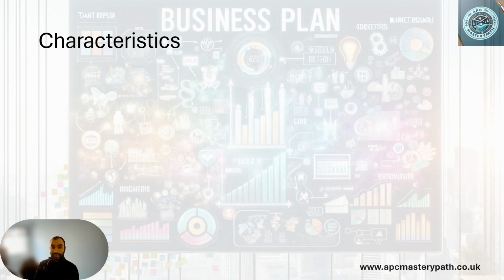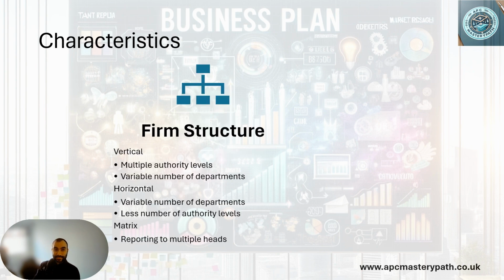In this section, we're going to be discussing some factors and characteristics that dictate how a business plan is drafted. The firm structure is going to dictate how the business plan is drafted in terms of time frame, language, goals, objectives, vision, and the likes. The firm structure can take a variety of shapes. It can be vertical with a high number of authority levels and approval levels. It can be horizontal where the departments are sat at the same authority level, or it can be a matrix, which is basically a mix between the two, where you can have hybrid levels of authority and also employees can be reporting to different managers and heads.